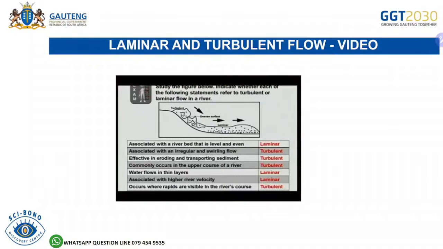Effective in eroding, of course it will be turbulent. Commonly occurs in the upper course of the river. We're coming back to the upper course, just hang on with that so long. That will be turbulent. The water flows in thin layers. Remember the video clip that we showed you. Laminar. Associated with higher river velocity, which will also be laminar. Occurs where rapids are visible in the river's course. Of course, that will be turbulent.